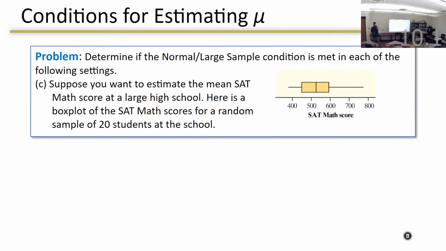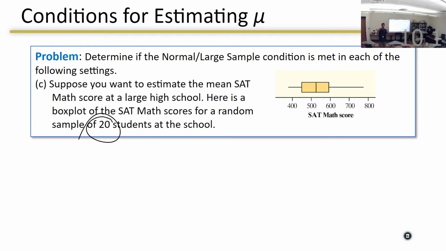What about this one? Only 20? Y'all okay with that? We are. I'll just tell you we are. It is skewed very slightly to the right. It's only a box plot. It's not strongly skewed. It does not have outliers. We're okay with that.